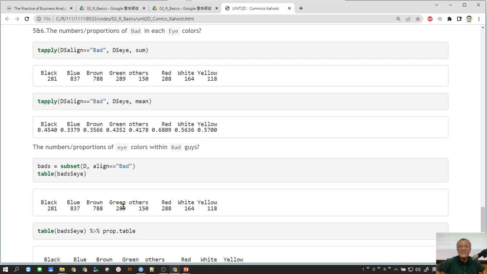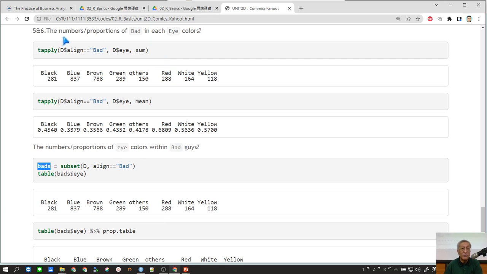If you count the number of bad guys in each eye color, and in this one I do it in a different way. First of all, I select all of the bad guys into this data frame called bad, and I do table on bad. So I basically collect all of the bad guys into this data frame, and then I count the eye color in the bad guys. So I should have the same number as this one. So you are just showing us different ways to get to the answer. Yeah. And these two questions, the questions are different.